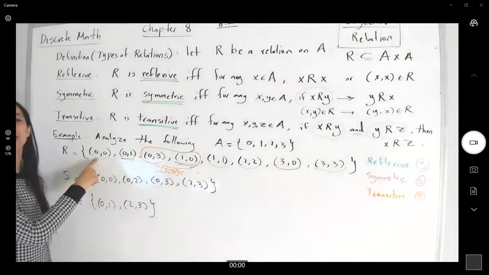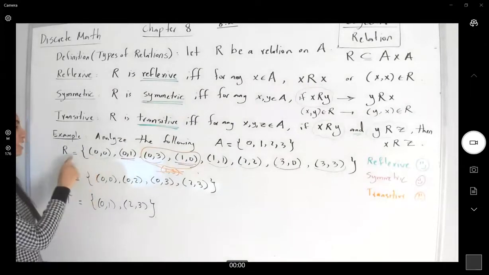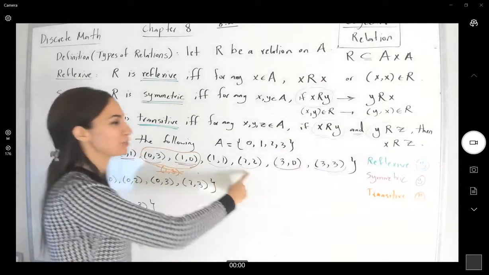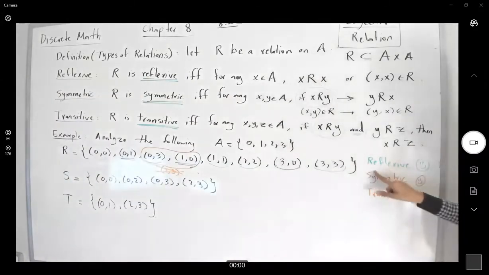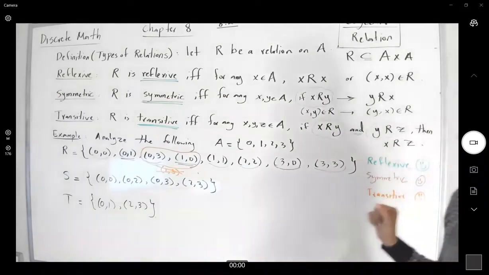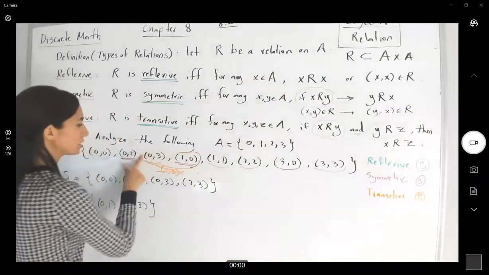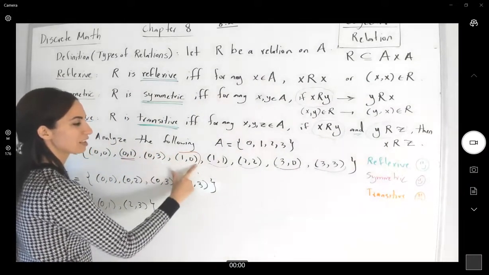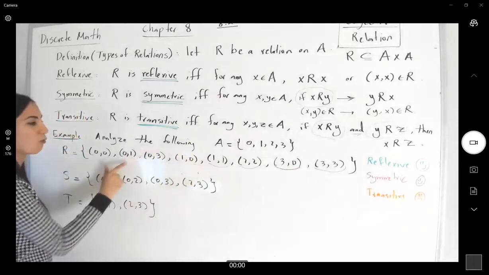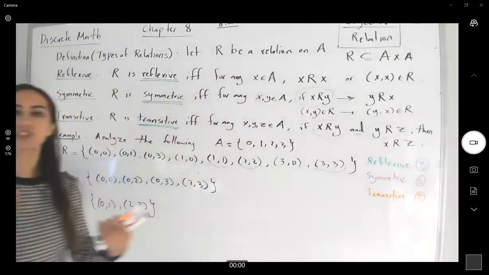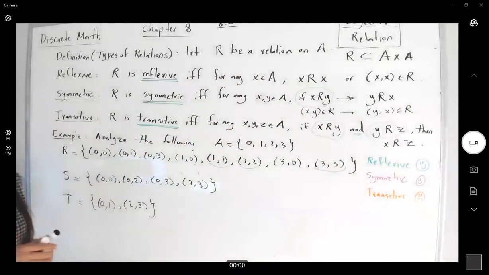Every element is connected to itself in R. (0,0), (1,1), (2,2), (3,3). So here we have the reflexive property for this relation. For being symmetric, we need to check to see if (x,y) is in this relation, then (y,x) is also in this relation. So let's check each of them one by one.